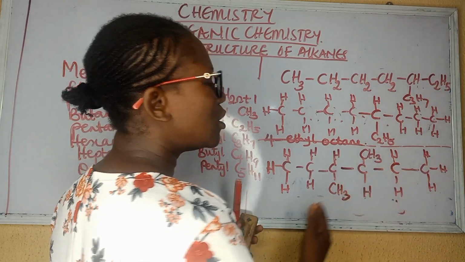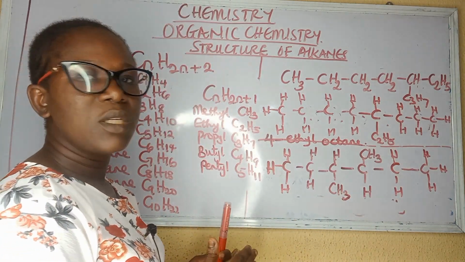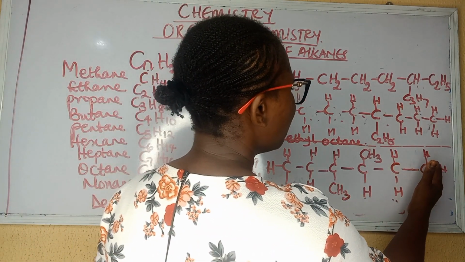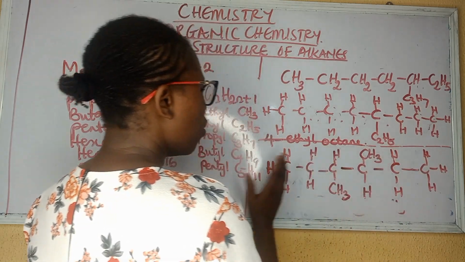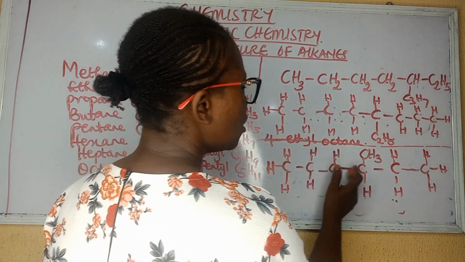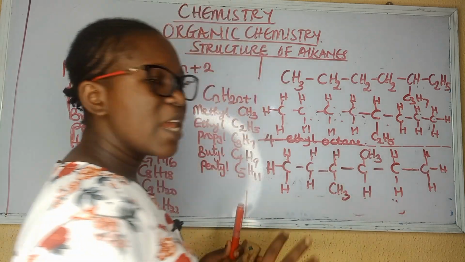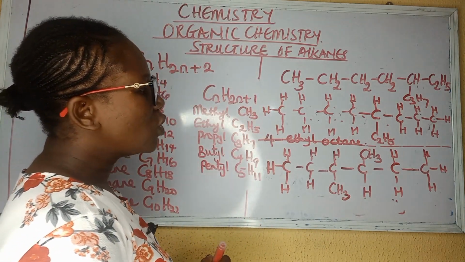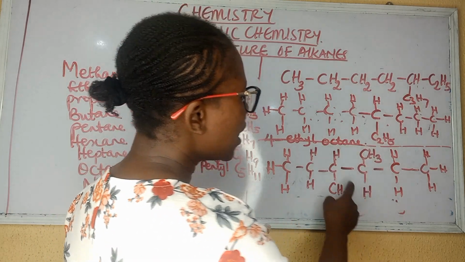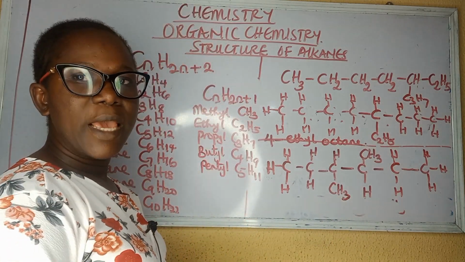So let's determine the number of the carbon to which this methyl is attached. Starting from this side, we have 1, 2, 3, 4. That is 3, 4. On this side too, we have 1, 2, 3, 4. That is 3, 4. So they have the same number from both sides, so we can use either side. So it means that methyl is attached to carbon 3 and 4 of the hexane group.